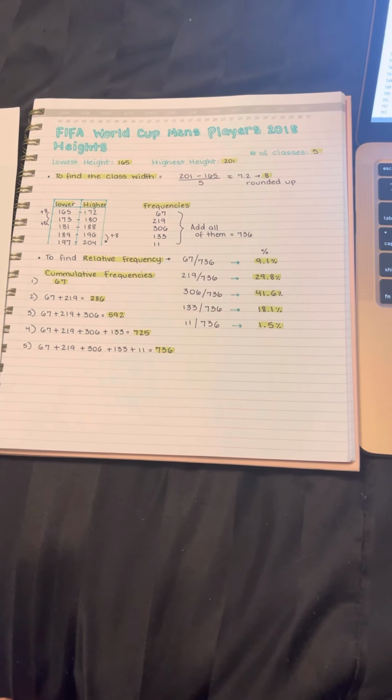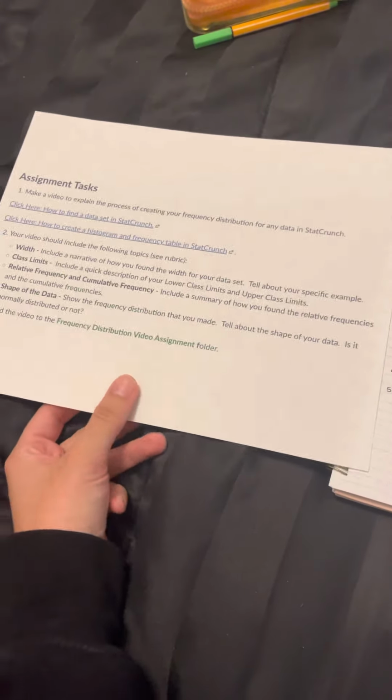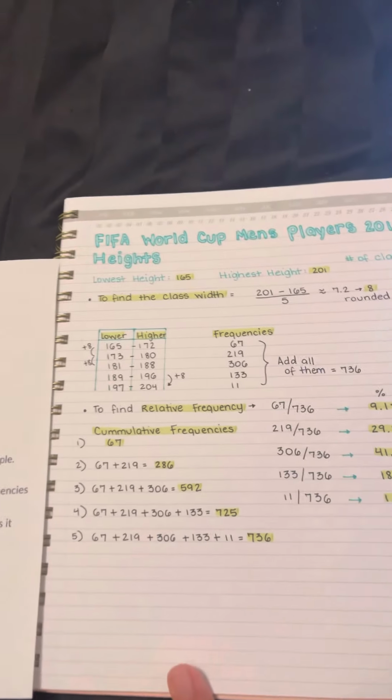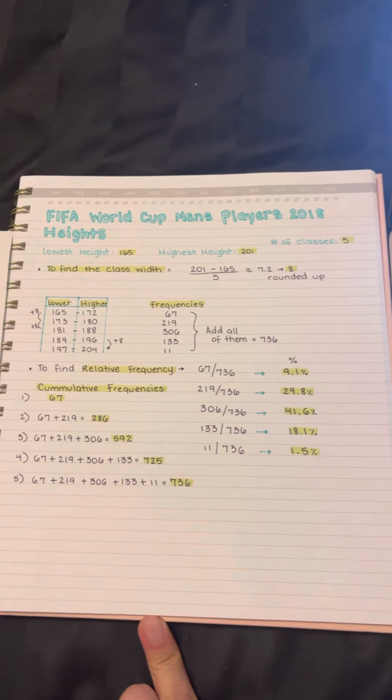I'm going to be showing how I created this frequency distribution. I have here the details of what I have to present just so I don't forget. But I chose to do this based on FIFA World Cup men's players' heights because it's what interests me the most.